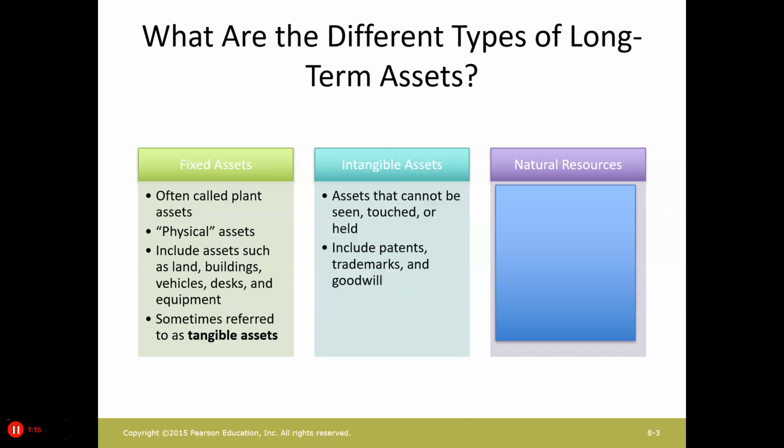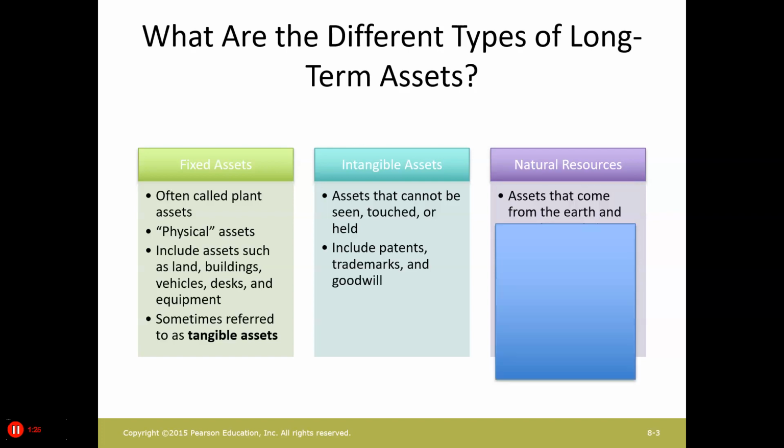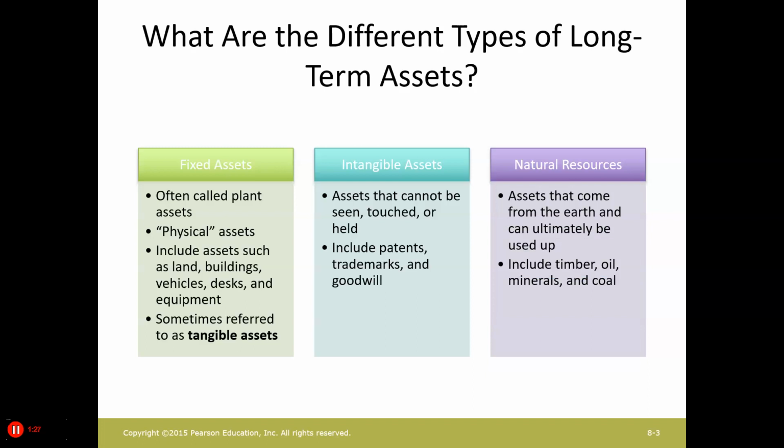We also have intangible assets. Assets that cannot be seen, touched, or held. They include patents, trademarks, and goodwill. And then we have natural resources. Again, this is when we buy something and our goal is to extract it, such as oil, minerals, or coal.